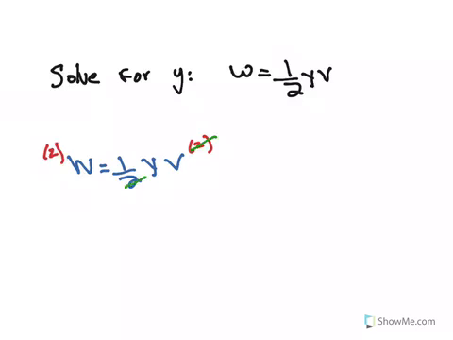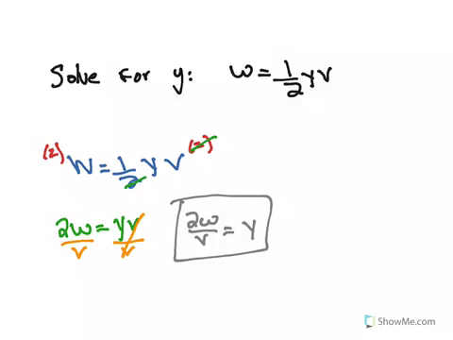This 2 cancels, and I'm left with 2w equals yb. Now I want to leave the y by itself, so what is the y and the b doing? They're multiplying. Opposite of multiplication is division, so I'm going to divide both sides by b. This b cancels. I am left with 2w over b equals y. So I have solved this literal equation for y, and this will be my answer.